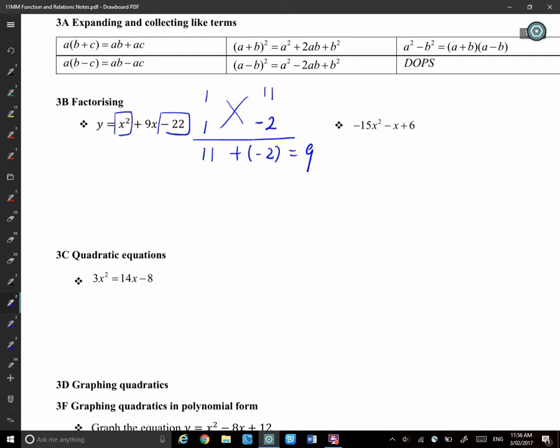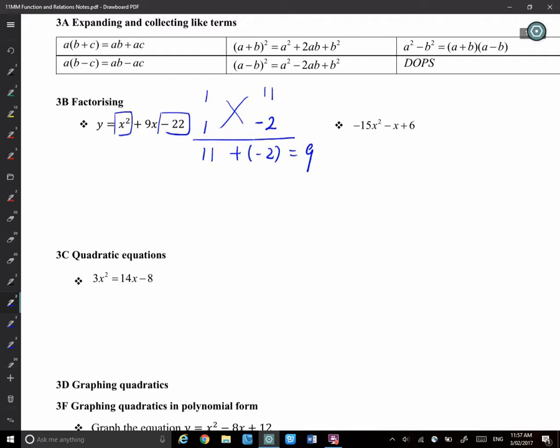For the first column, I will factorize the coefficient of the first term, which is 1. In this case, I will have 1 and 1. And for the negative 22, I will separate it. There will be several combinations. For example, 1 and 22, negative 1 and 22, negative 22 and 1, 11 and negative 2, negative 11 and 2. But you want to cross multiply them and add them up to make the number in the middle. So negative 2 and 11 will make the number in the middle, which is alright.